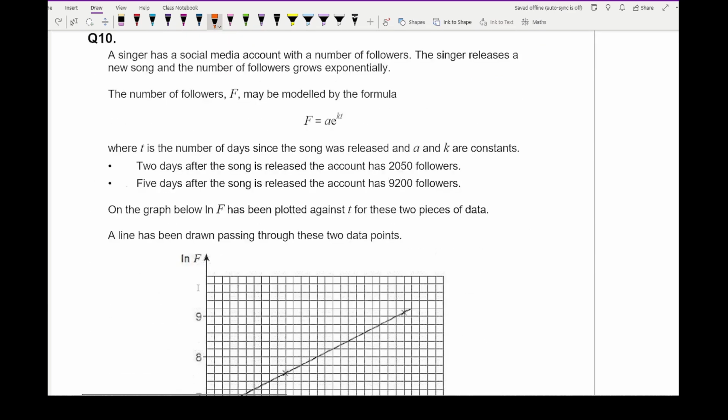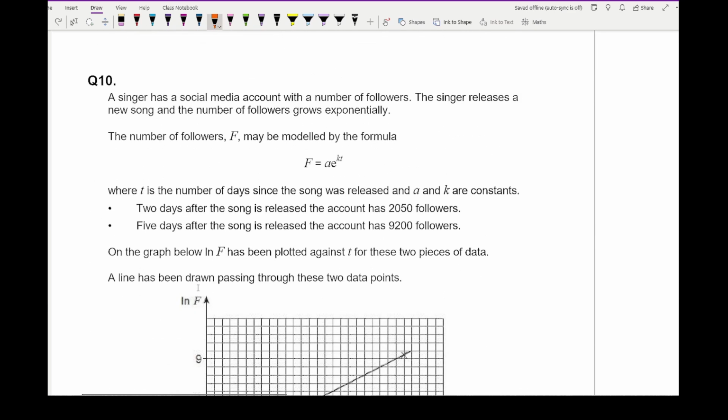Now moving on to question 10. Bit of a wordy question. It says that a singer has a social media account with a number of followers. The singer releases a new song and the number of followers grows exponentially. The number of followers f may be modelled by the formula f equals a e to the power of kt, where t is the number of days since the song was released and a and k are constants. 2 days after the song was released, the account has 2,050 followers, and after 5 days, the account has 9,200 followers.